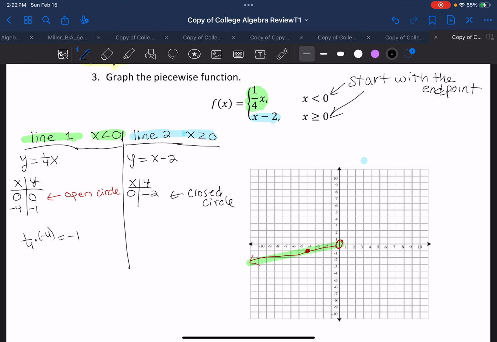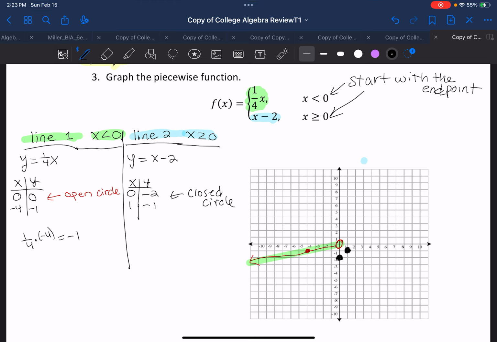So that would be 0, -2, which would be right here as a closed circle, because it's included in that line and in that domain. And then I would want to pick a value of x that's greater than or equal to 0. I already chose 0, so greater than 0. So let's say 1. If I plug in 1, 1 minus 2 is -1. So that would be 1, -1, which is right here.